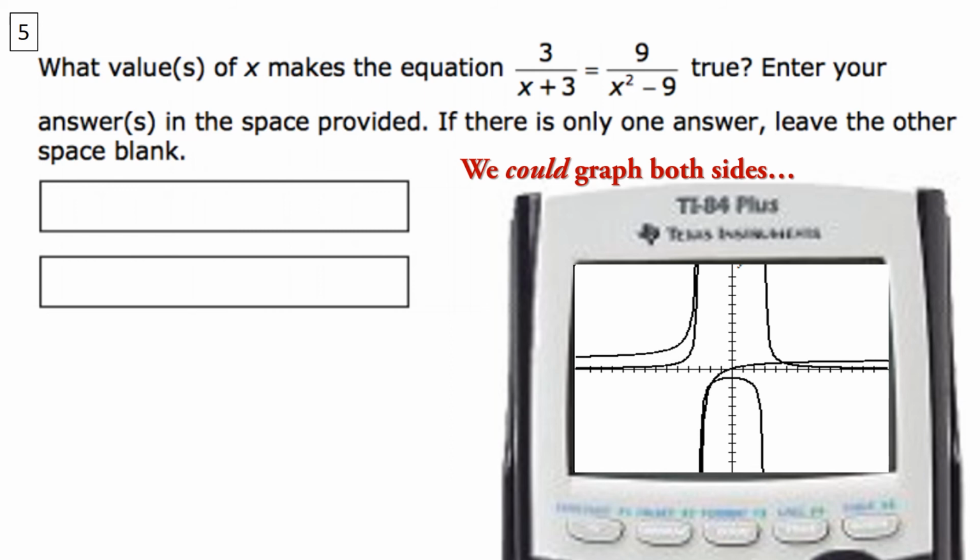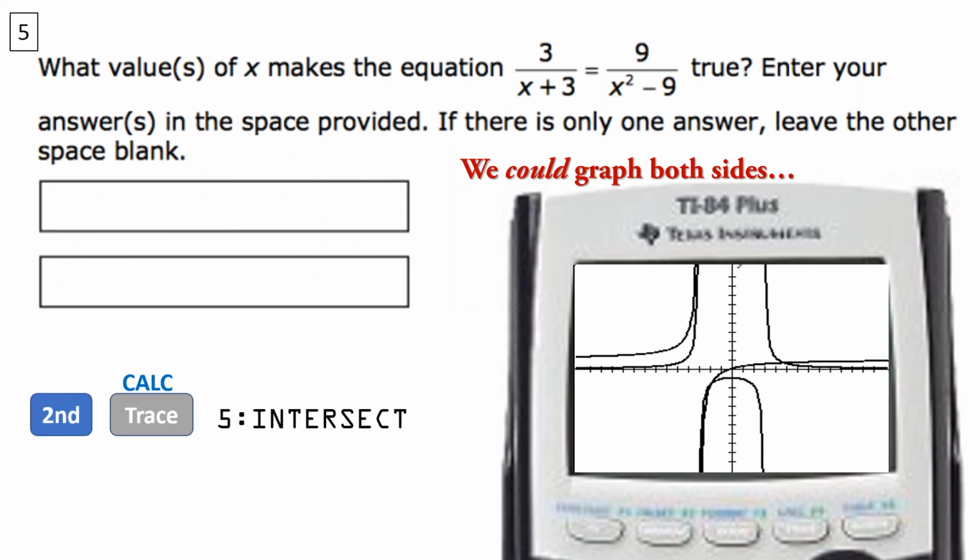And what we really want is to find where they cross. Now, it kind of looks like they cross a few places. Some zooming and stuff is going to help you figure it out. They really only cross in one place. Now, if you really want to be sure, you can always do second calc intersect. We've talked about that before. It'll give us our exact intersection. And in this case, it probably would be helpful because I can't tell if that's going to be a nice number or a decimal or what.